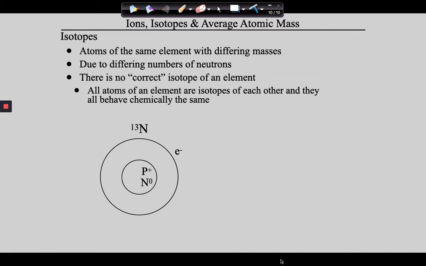Guys, you'll notice that these are actually even easier than the things that we've been doing before. Because now you don't have to go to the periodic table to figure out the mass, and you don't have to round. Simply what this is saying is use 13 as the mass of nitrogen.